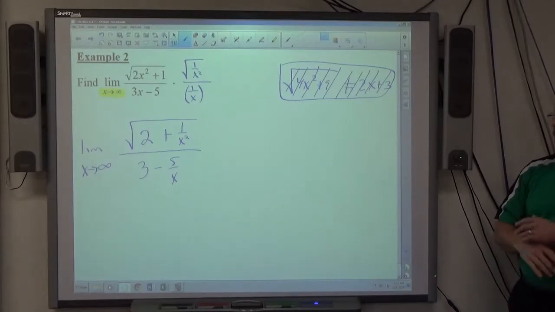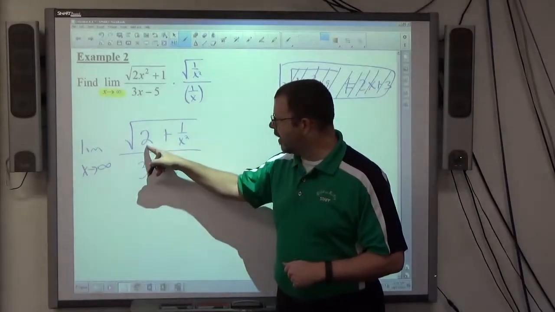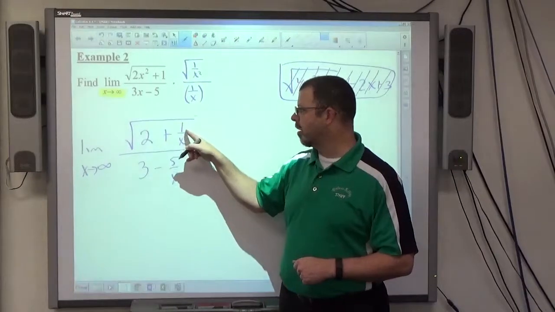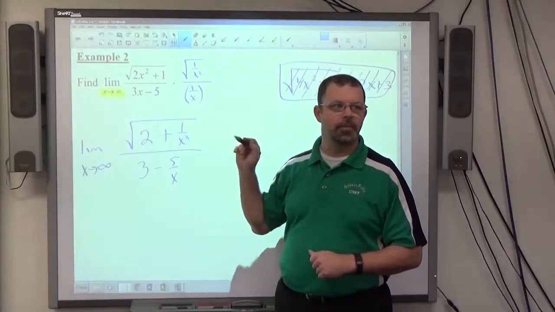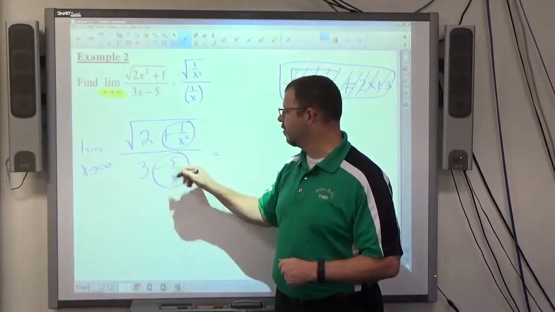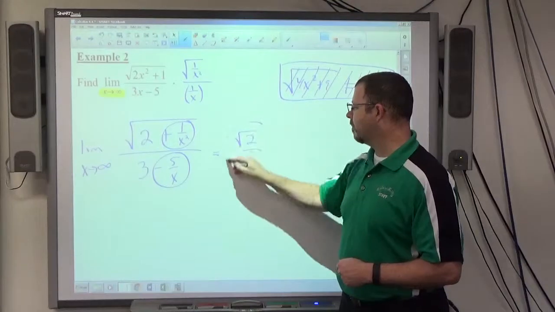Once I've done that, I've created a new structure that's the same expression, different structure. It creates nice, pretty numbers that don't have x's on them, which is what we want, along with a bunch of numbers over x's, which equals 0, right? So, as x approaches infinity, this goes to 0, and this goes to 0. Everything else sticks around. Square root of 2 left on top, 3 left on the bottom. That is your limit.